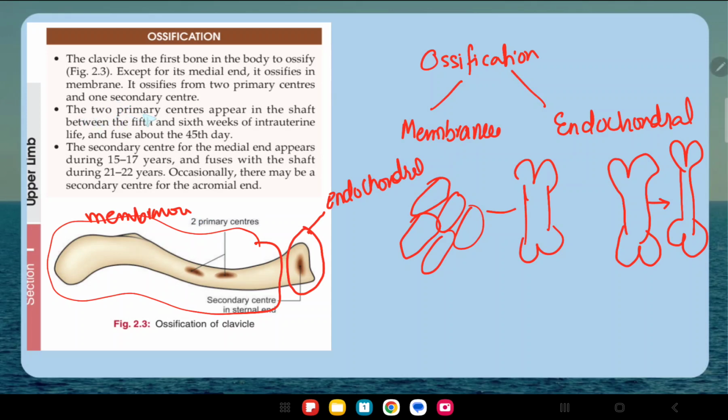Next, the two primary centers appear in the shaft, the shaft is here, between the 5th and 6th week of intrauterine life. Intrauterine life means during the pregnancy, when the baby is inside the mother. They appear in the 5th to 6th week and they fuse about the 45th day.